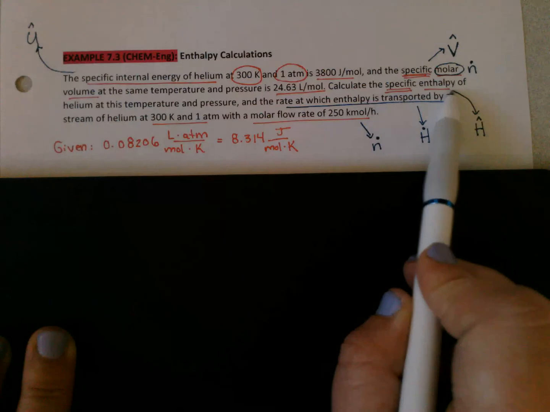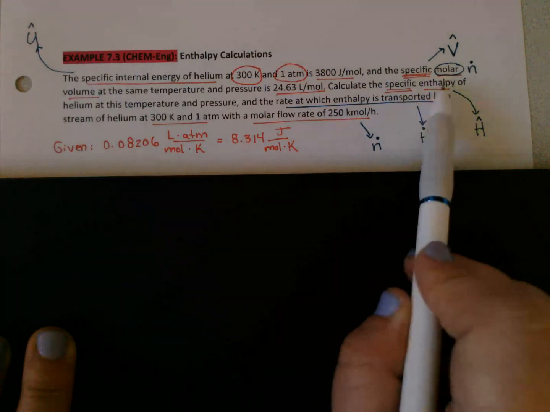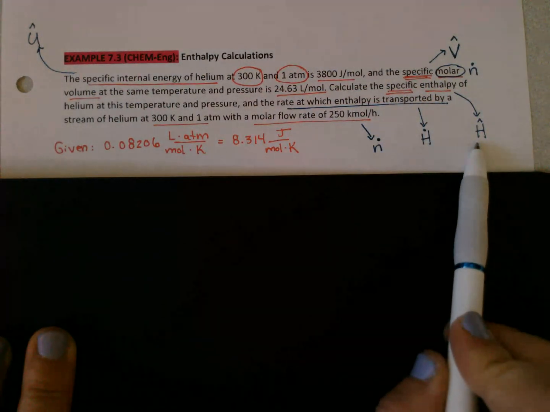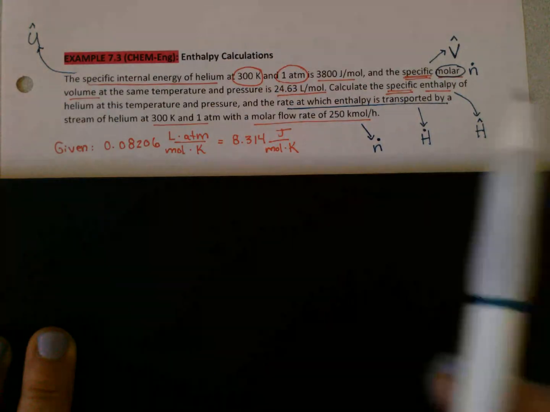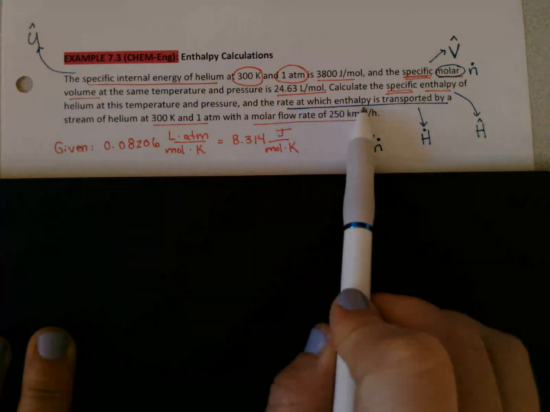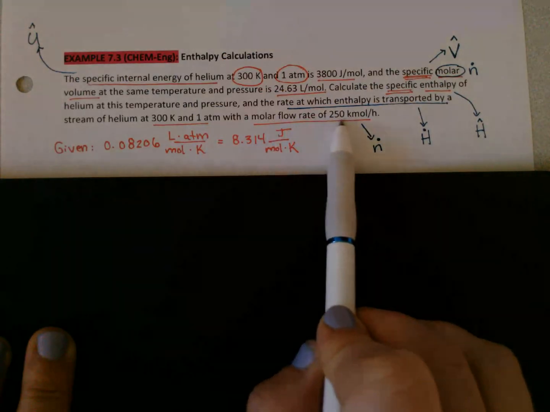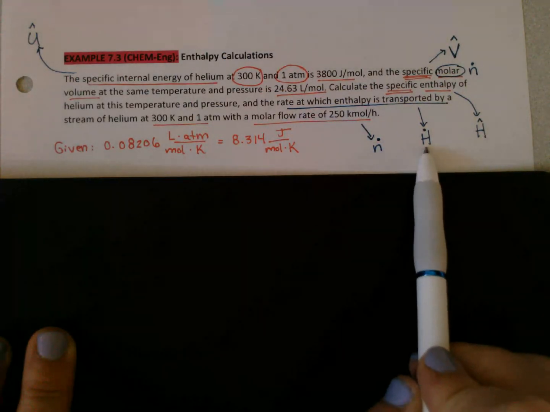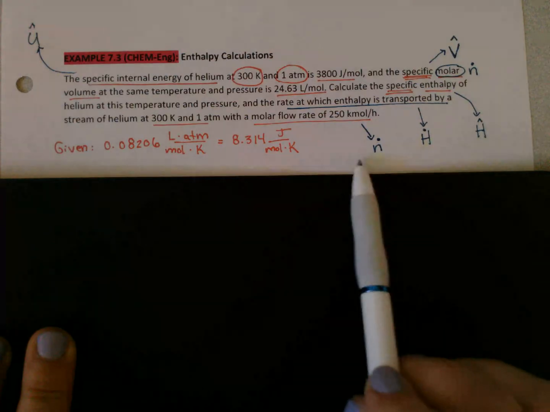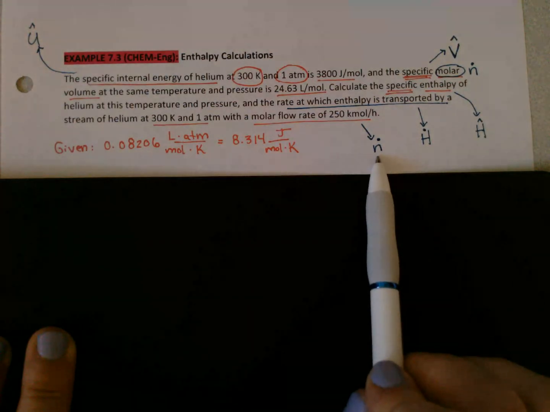We want to know the specific enthalpy of helium at this temperature and pressure, and that's going to be an H with a hat on it. But then we also want to know the rate at which enthalpy is transported by a stream. And that stream is flowing at a molar flow rate. So we know that there's an H dot that we want to find as well, and an N dot that we want to find as well.